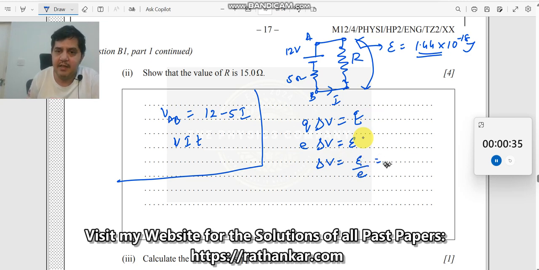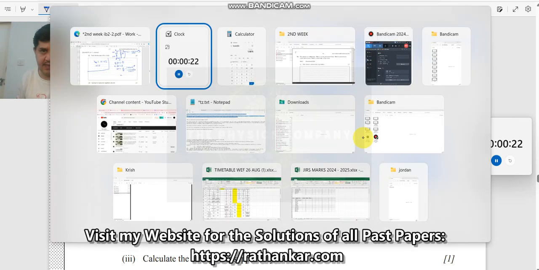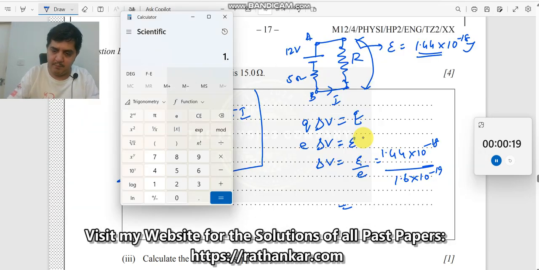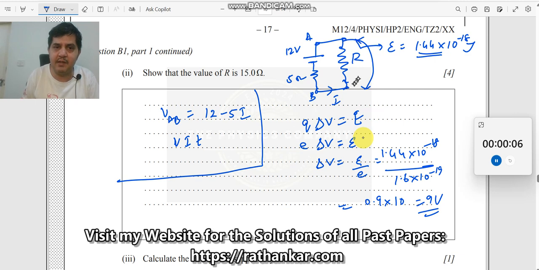Once again the same method. What is E? 1.44 into 10 to the power of minus 18 divided by small e, which is 1.6 into 10 to the power of minus 19. Let me calculate this. 1.44 divided by 1.6 is equal to 0.9, so 0.9 into 10 to the power of 1, which should be equal to 9 volt. Which means the drop here is 9 volt, then this drop would be 3 volt, because it is a series circuit. So totally 12 volt you get across.